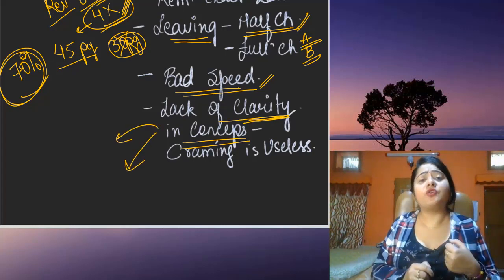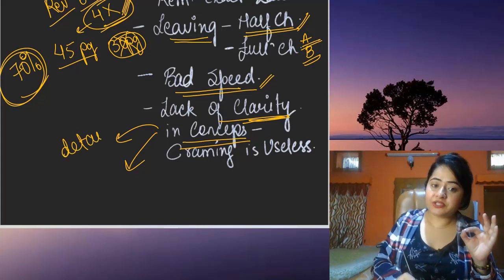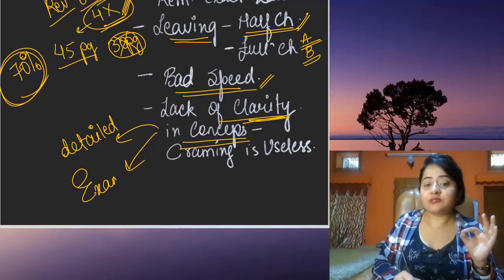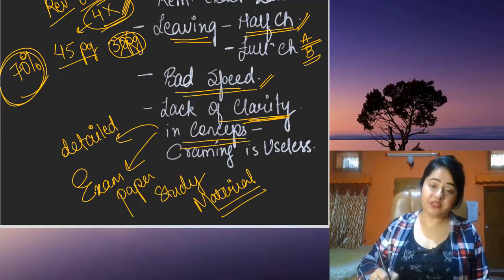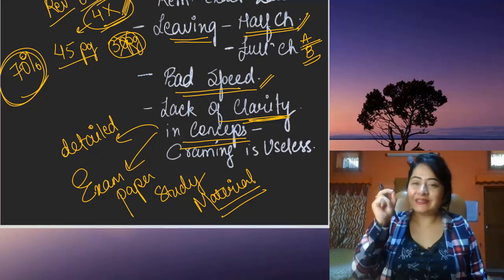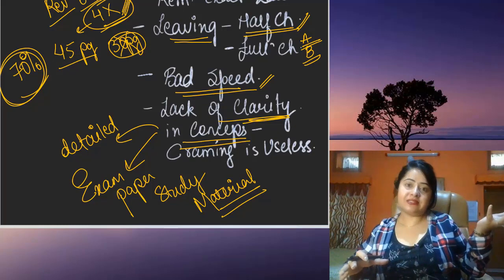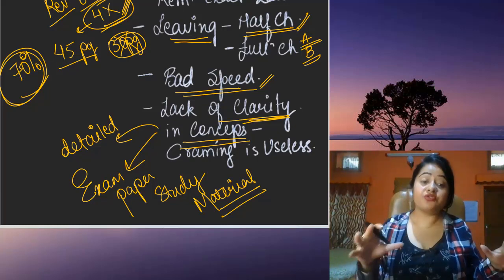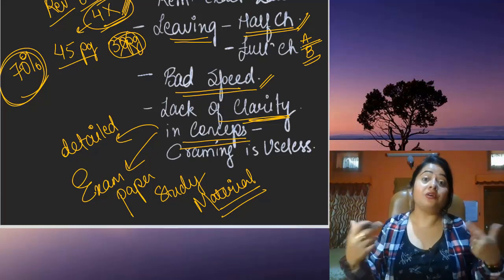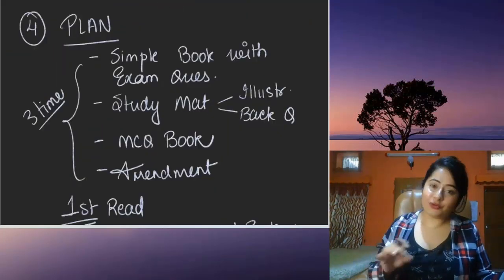How can you develop clarity of concepts? By doing detailed study, first of all, in the first reading and second reading, and secondly by doing exam papers and study material questions. When you do exam papers and study material questions, you understand the intricacies of the section. Maybe you understand the section like this, but actually it means like this. Questions tell you your own mistakes, and you learn from them. So do that.